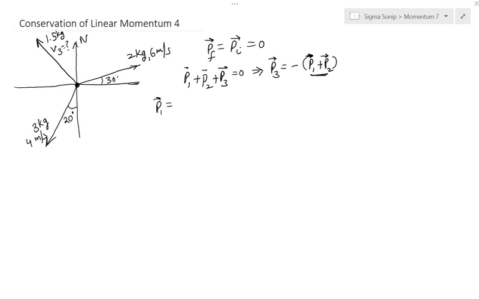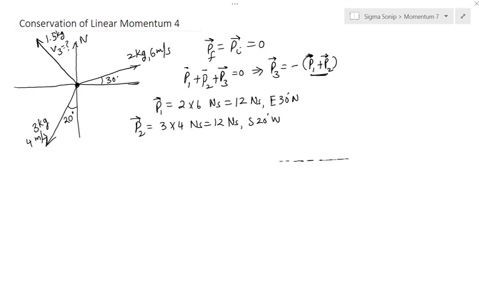Calculate the P1 here. P1 is 2 times 6 Newton second, which gives you 12 Newton second, and the direction is east 30 degrees north, and P2 is equal to 3 into 4 Newton second, which is again 12 Newton seconds, and the direction is south 20 degrees west. So let me draw the diagram here. I'll draw a bigger diagram here. So first I will draw the P1. P1 is with this east-west line. I mean, this is where I'll get the angle from.